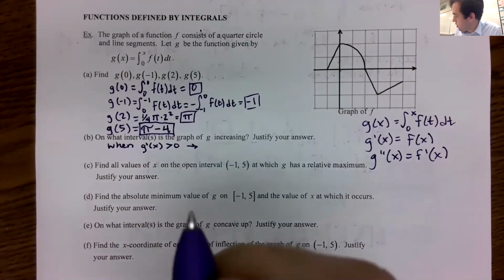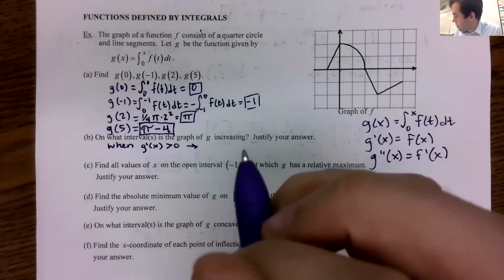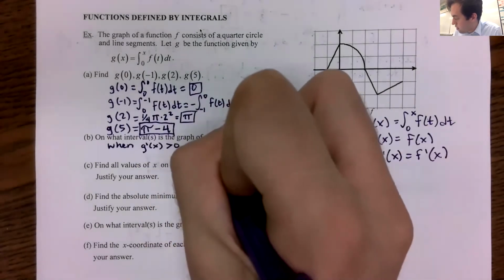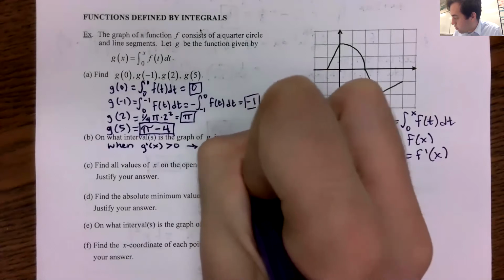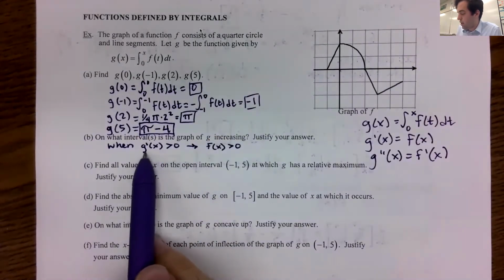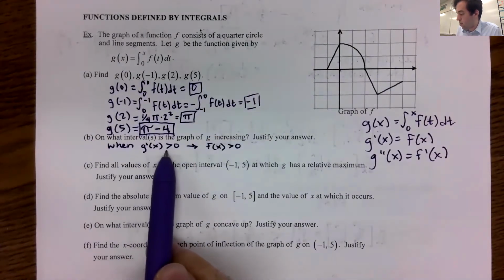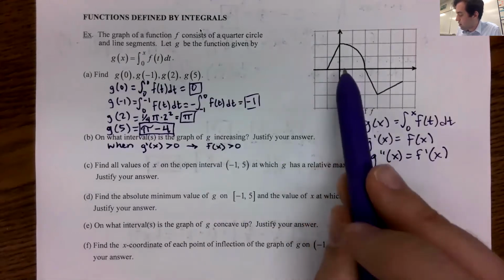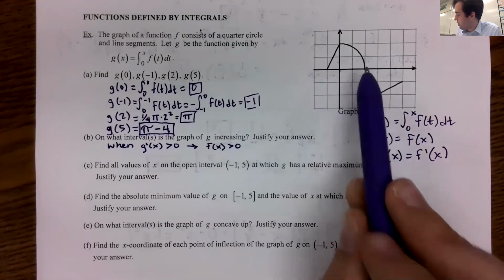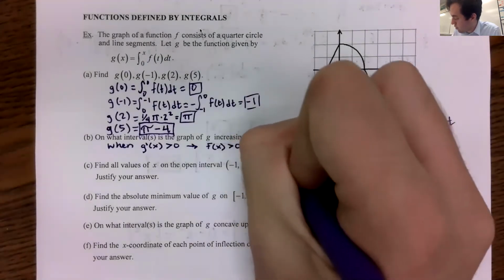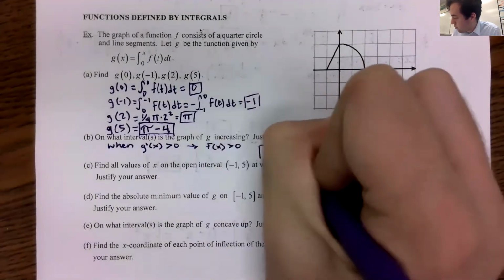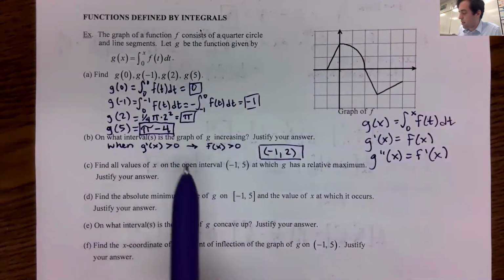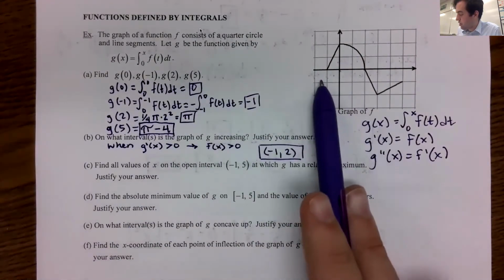which means that f of x is greater than 0, right? Because when we're greater than 0, that's when we have a positive slope on the original function. So when f of x is greater than 0, that is from -1 to 2. That is the interval in which the graph g is increasing.